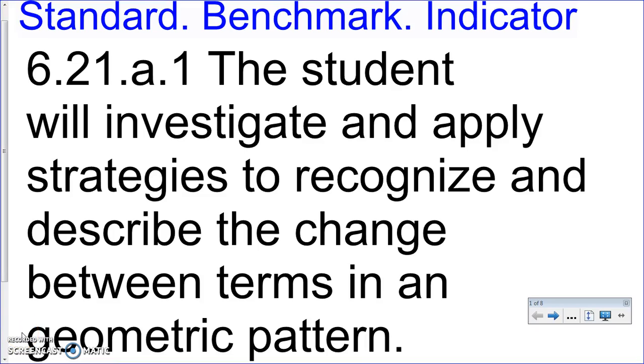Today we are continuing with patterns by looking at geometric patterns. Please copy down the standard benchmark indicator on a clean page in your math notebook. The student will investigate and apply strategies to recognize and describe the change between terms in a geometric pattern.